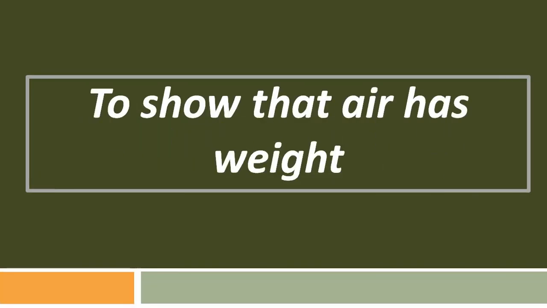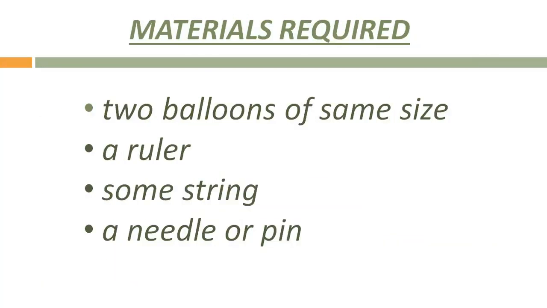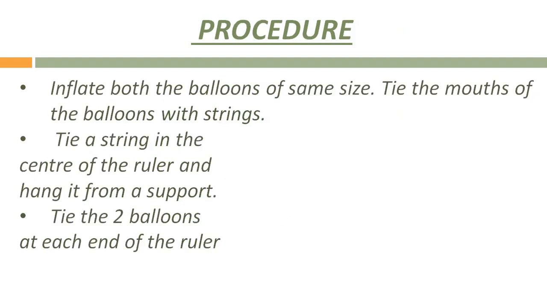Another activity is to show that air has weight. Children, for doing this activity, you need two balloons of the same size, a ruler, or even you can use a stick. You need some string and a needle or a pin. First of all, inflate both the balloons to the same size, meaning fill air in both the balloons equally. Now tie the mouths of the balloons using thread or string.